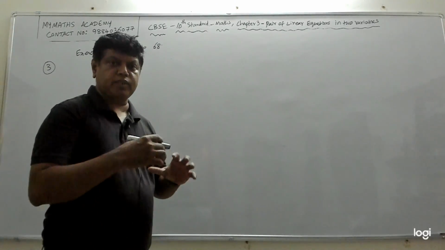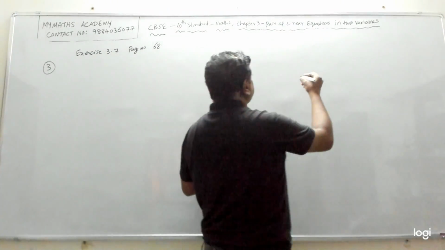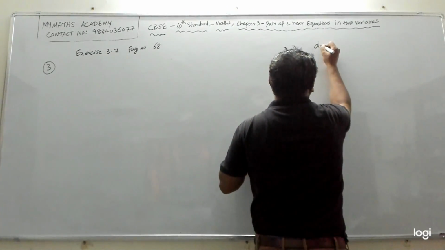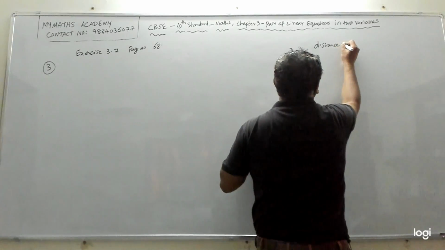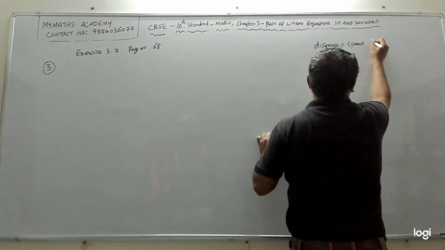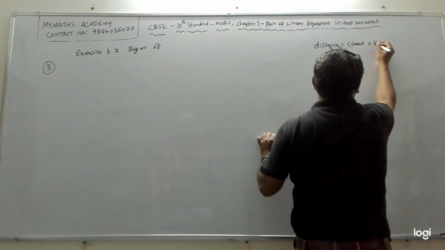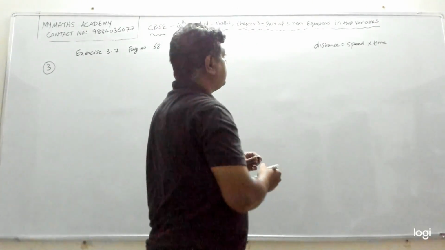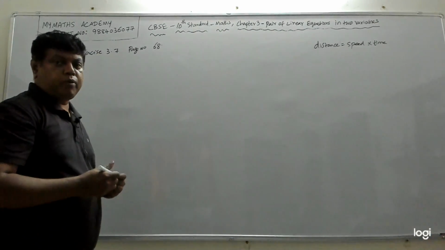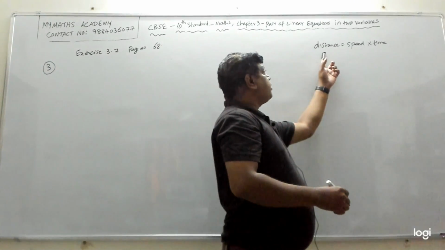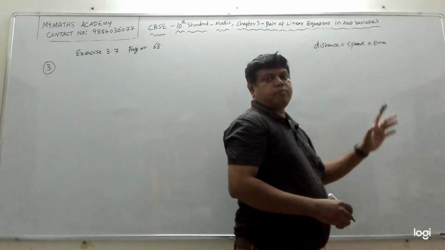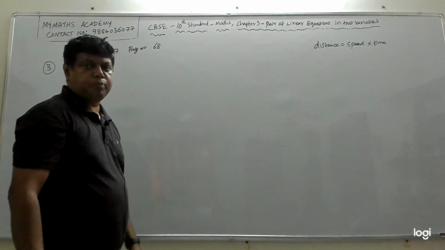Now, the moment you see distance and speed, we need to think about this: distance is equal to speed into time. Now we need to find the distance. To find the distance, we should find speed and time, and both we don't know.